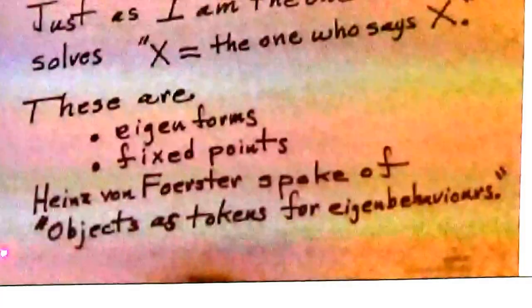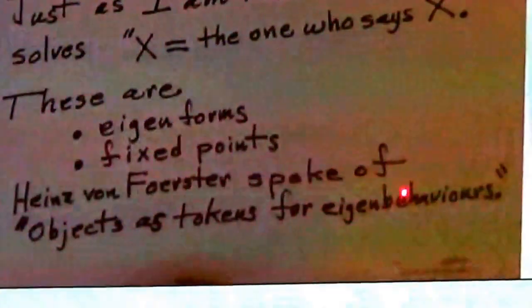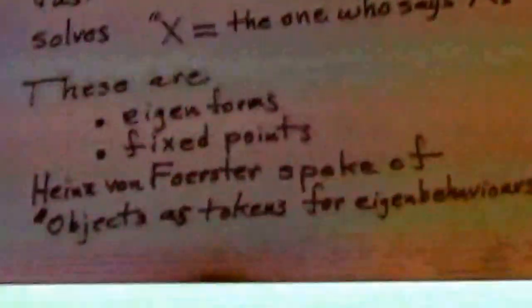and Heinz von Foerster, a cyberneticist, spoke of objects as tokens for eigenbehaviors. This is a point of view about objects which is worth injecting into the quantum dialogue, or metalog. You can ask, what do you mean by an object? And you can take as an answer that it's a token for an eigenbehavior.